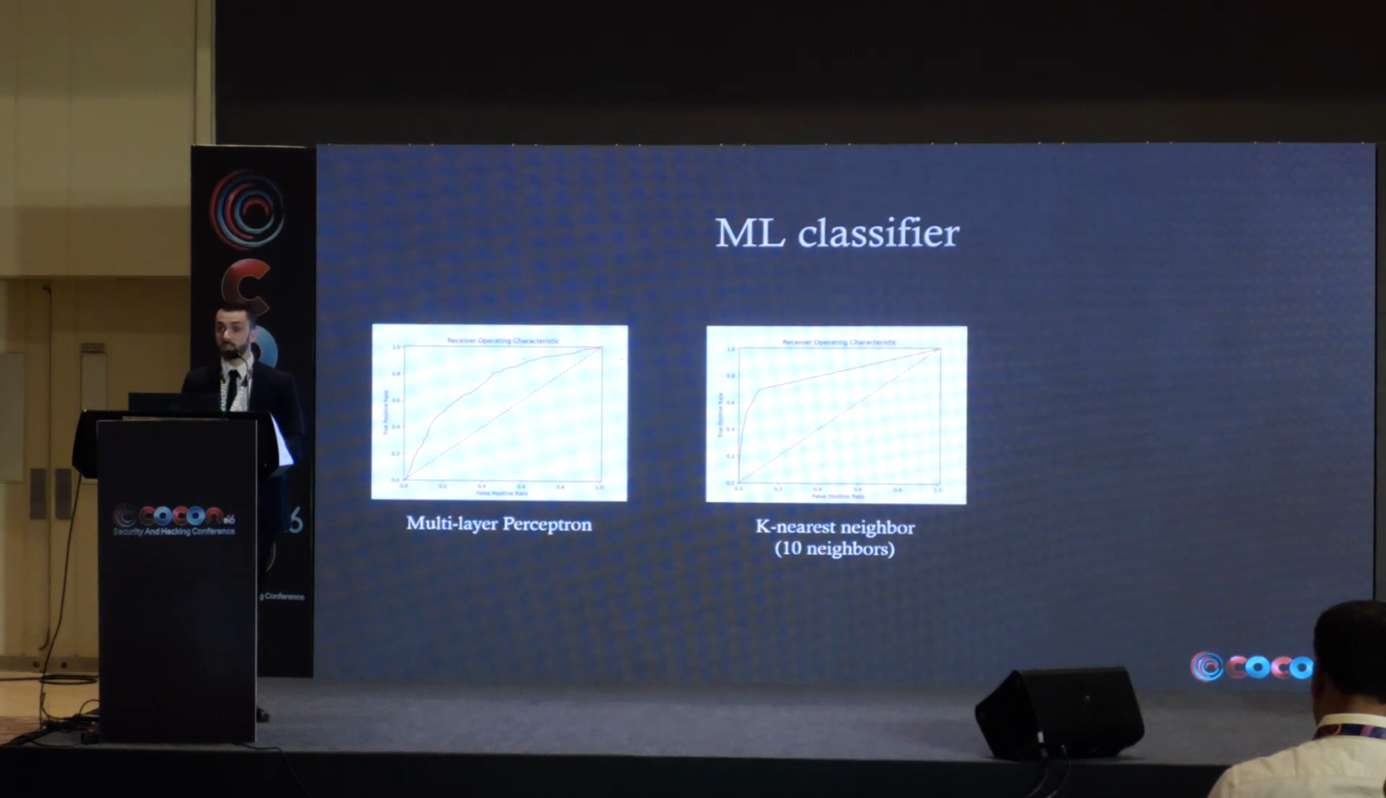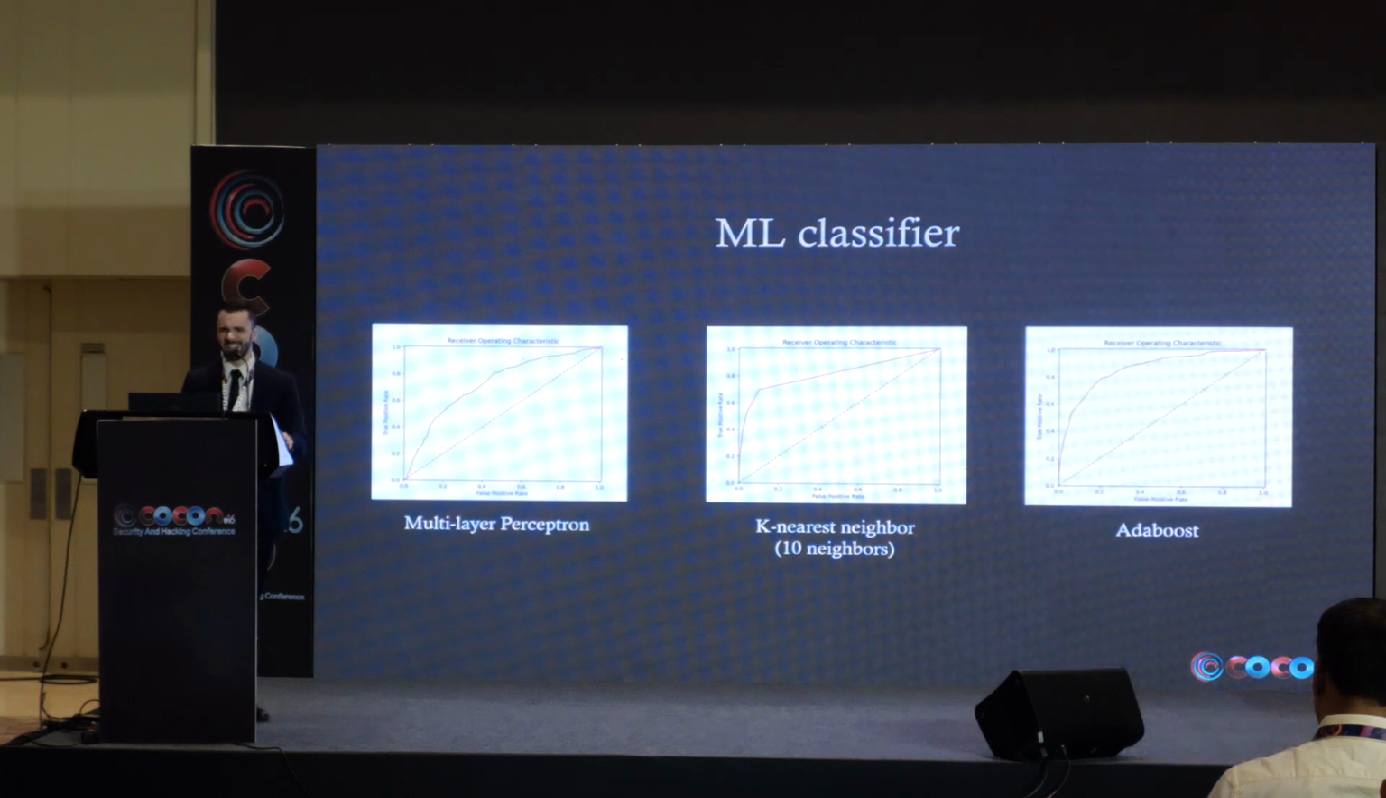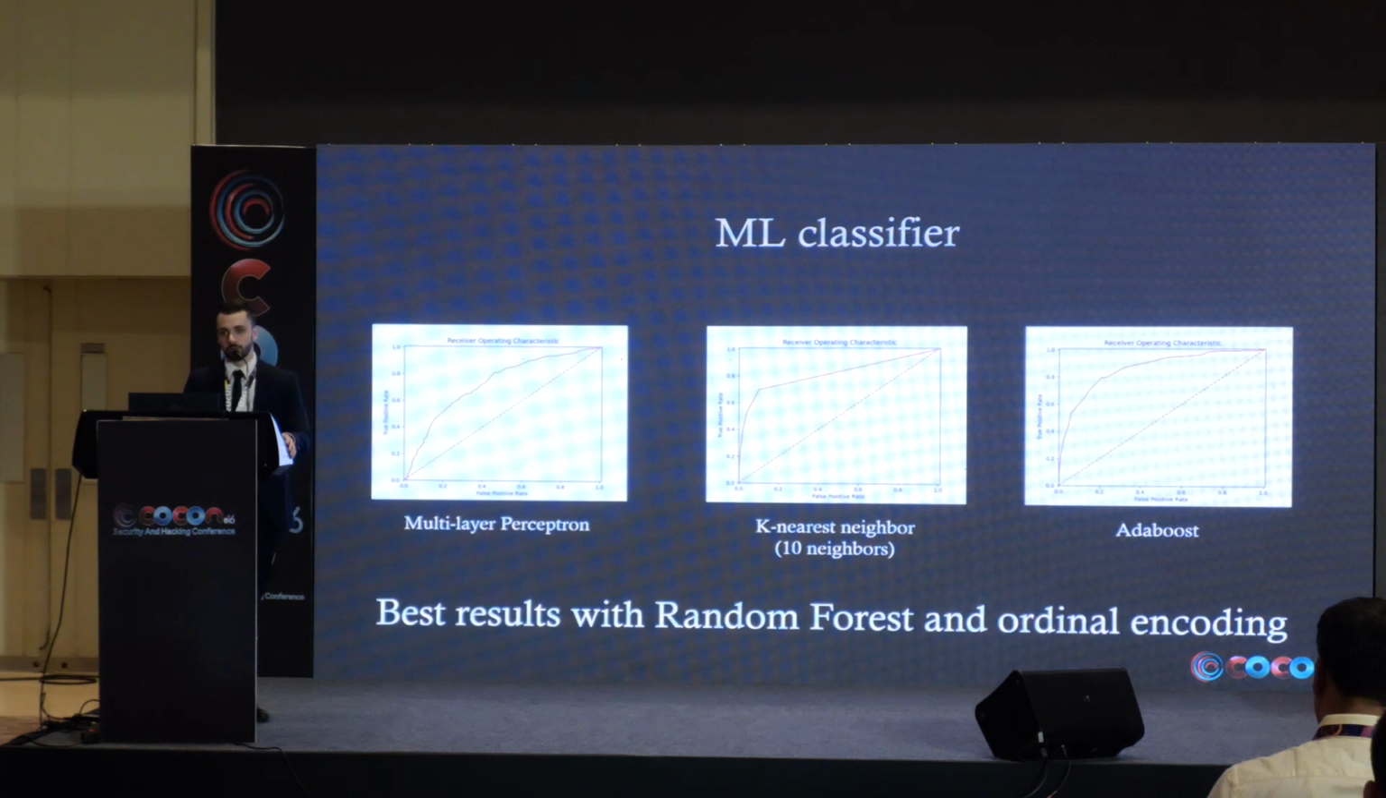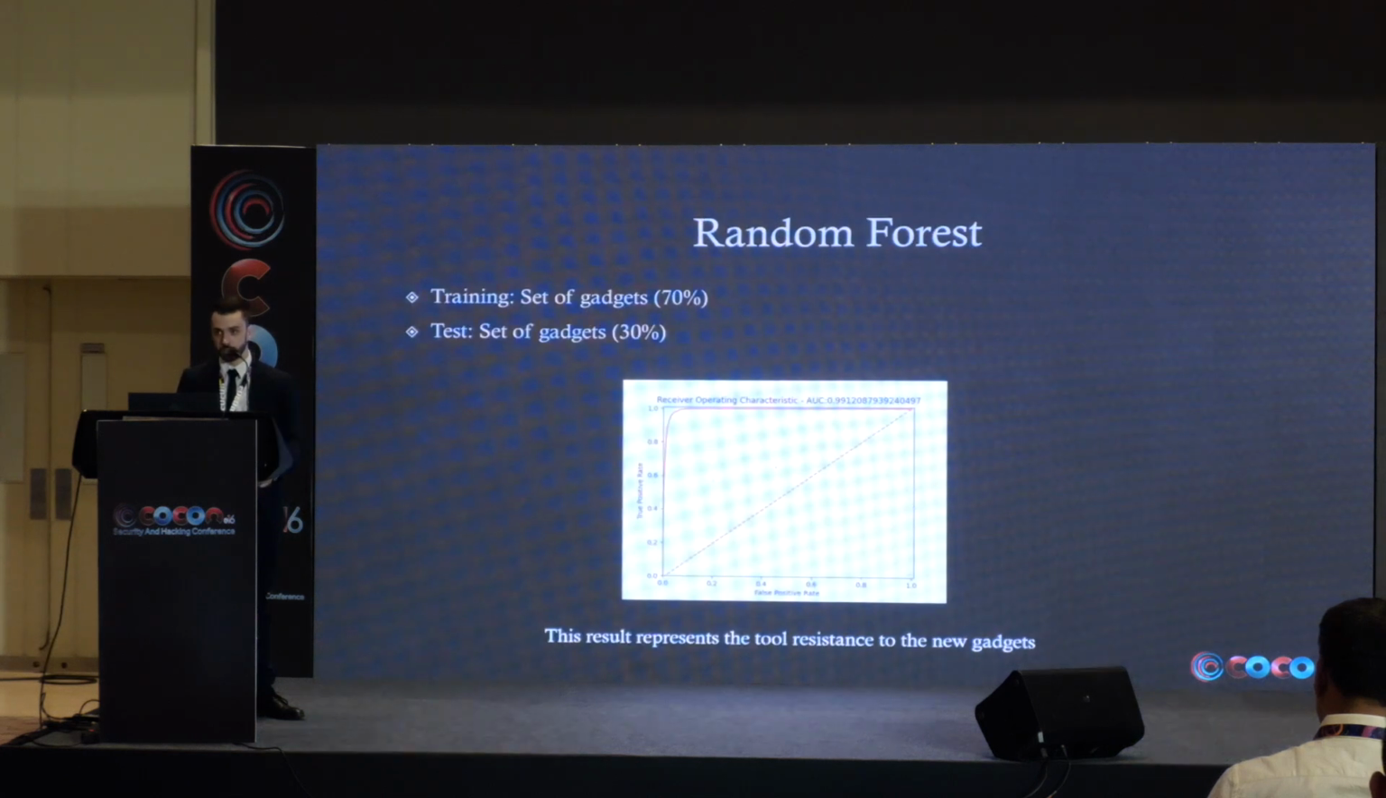After that, we have the k-nearest neighbors. It is a bit better, slightly better. AdaBoost is definitely better than the 2 previous ones, but the best result comes from random forest with ordinal encoding. And we got this result, which is close to a perfect result. We have some mistakes, but it's a machine learning algorithm. It can't be perfect.